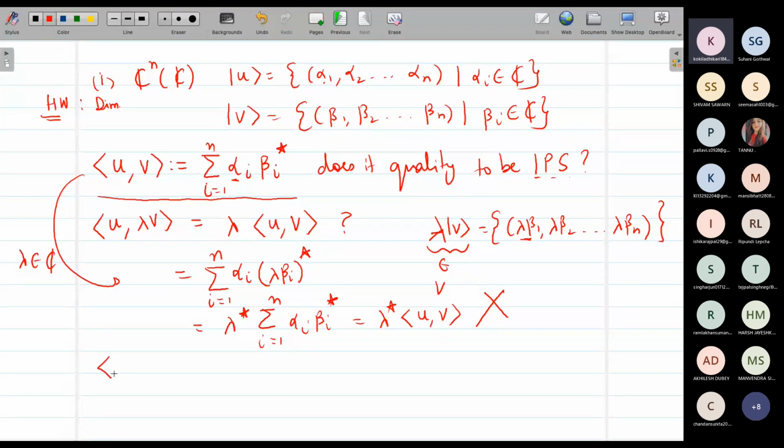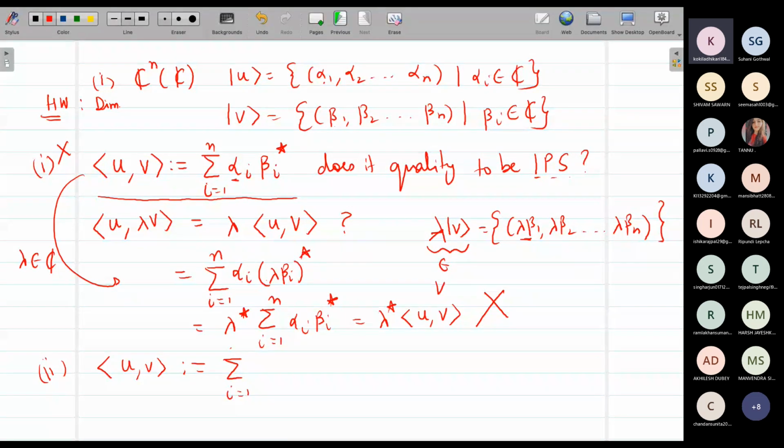So instead, if I define, in the same vector space, the inner product u comma v differently, let me put this as 1. So this does not qualify. What about this 2? Yes, go ahead.